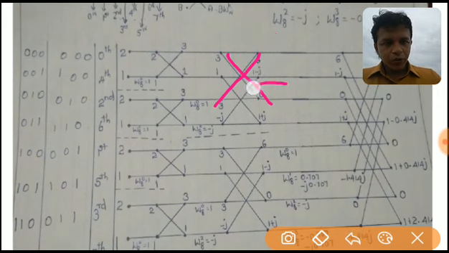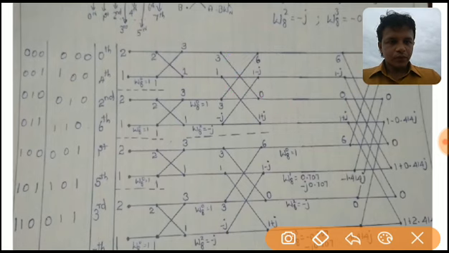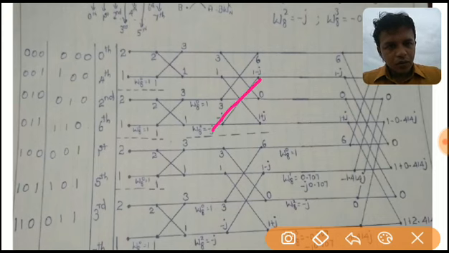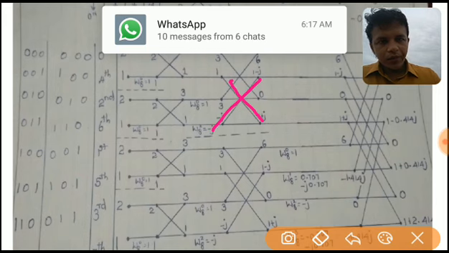Now in the lower part, I have to do subtraction. So 3 minus 3 is 0. So the first butterfly is over. Now this is the second butterfly. This is the B for the second butterfly.